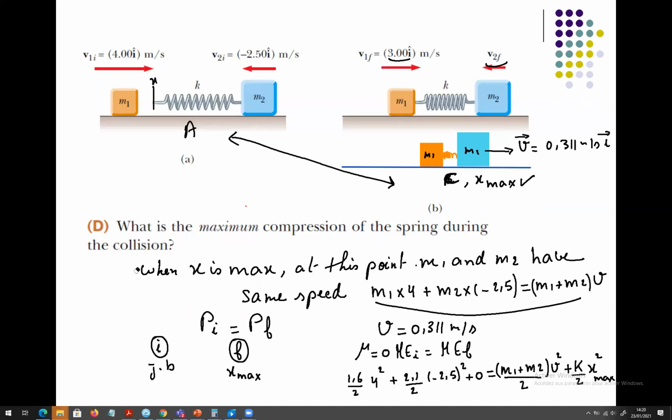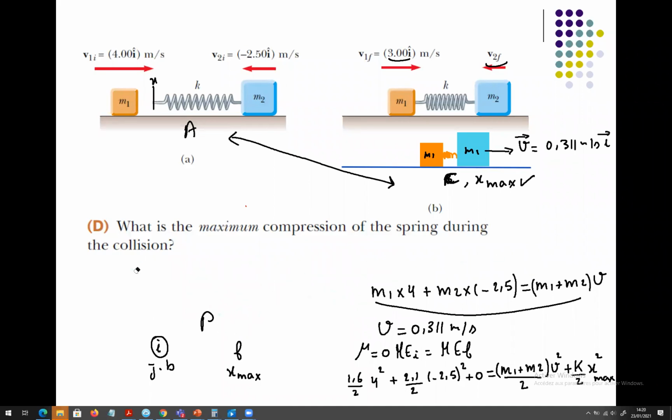Excellent. Now we can easily calculate the value of X maximum. We do the calculation. We get X maximum equals 0.253.